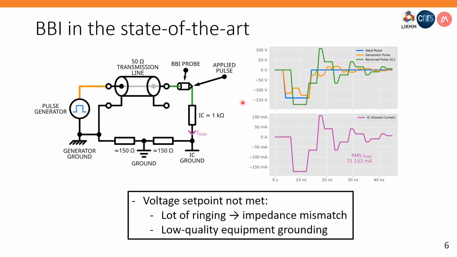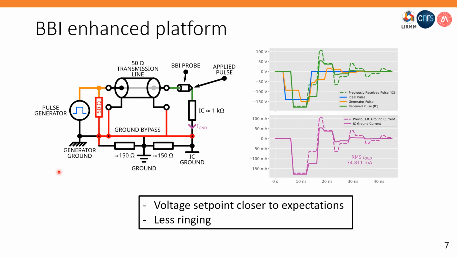in addition to failure to comply with the voltage set point of the generator, which is 140 volts here, and we observe a 180 volt signal. This behavior of ringing and set point not being respected is not desirable in a fault injection context, as we need precise and sharp signals in order to control finely what we want to achieve in the IC. To that end, we propose two improvements to the state-of-the-art platform displayed in red in the left schematic here.